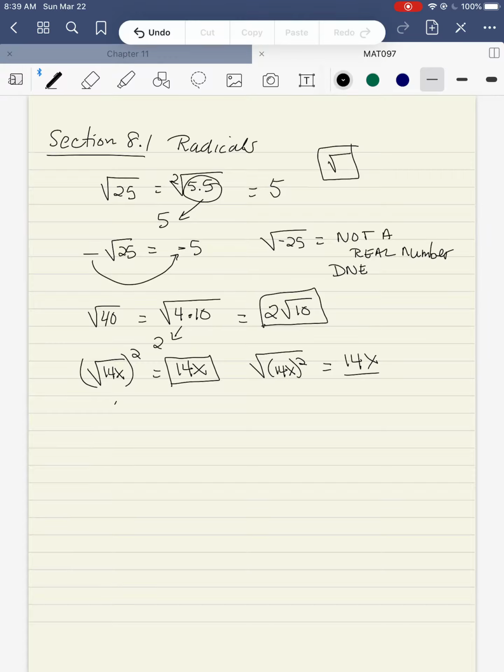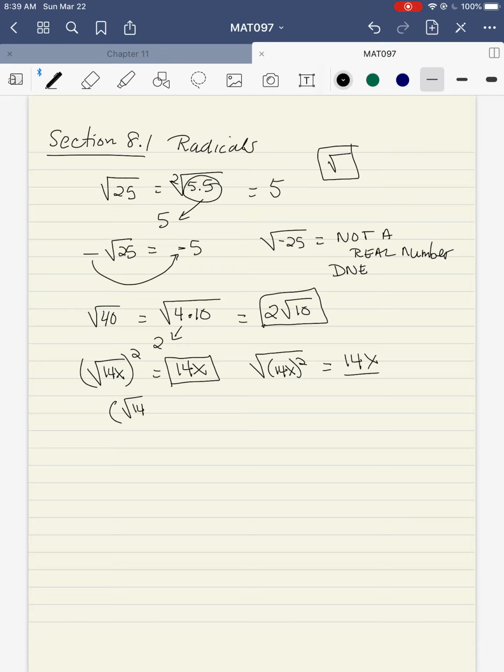One other way you may see it is in a multiplication problem like this, where I put the square root of 14x times the square root of 14x. The answer to this is still 14x.